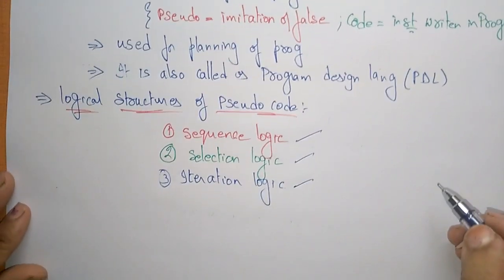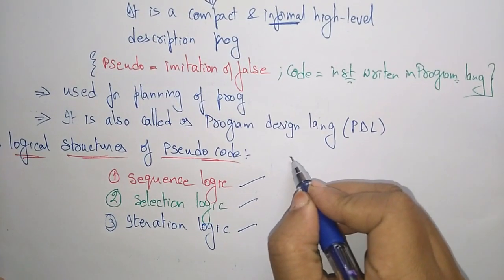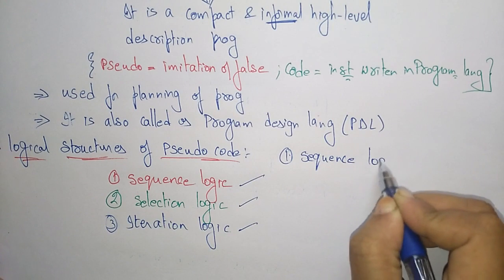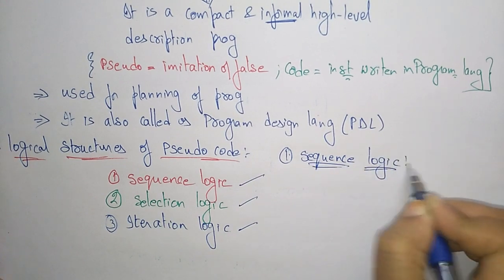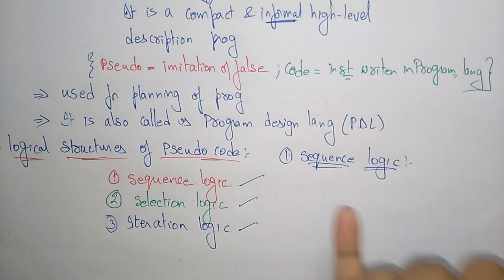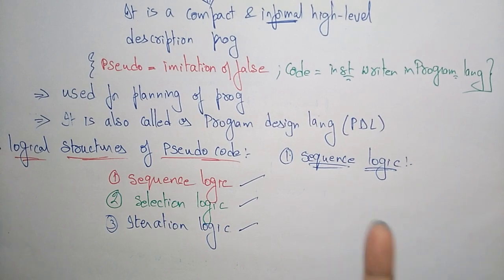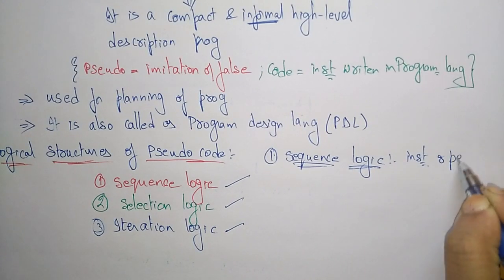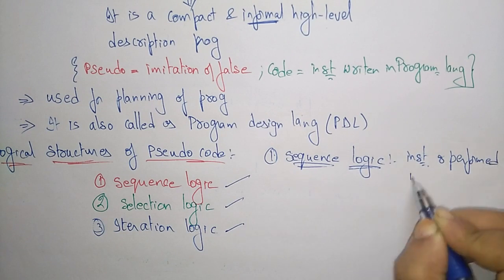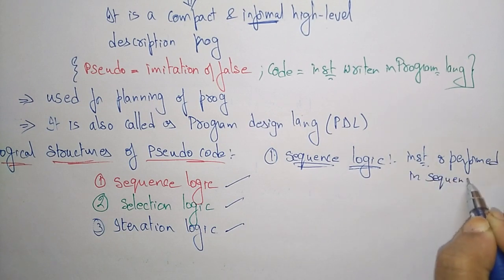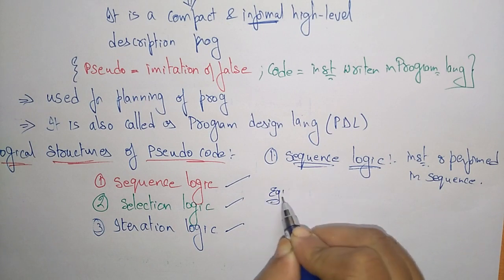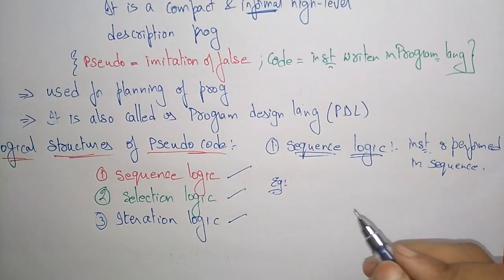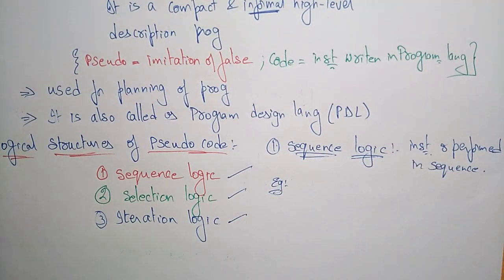First, what is sequence logic? The name itself indicates it: sequence. It is used to perform instructions in a sequence. The instructions are performed in sequence. Let us see the example of how the pseudocode is represented in the form of sequence logic. The instructions are represented in the form of a sequence.